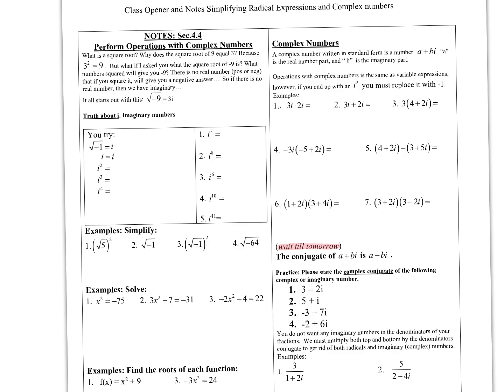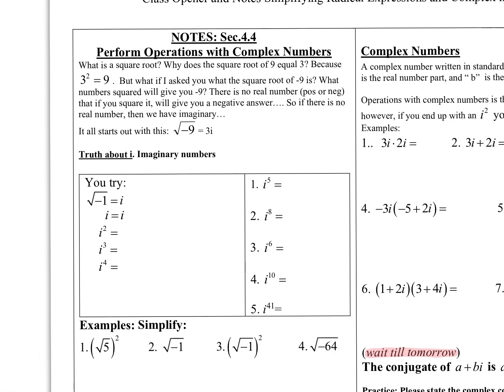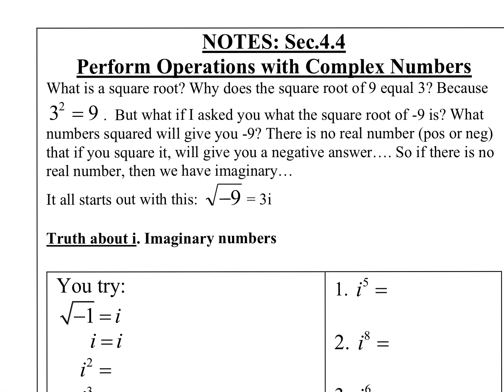Let's go to the back side of our worksheet, please, where we have the notes on imaginary numbers. Okay, so on the top left corner it says, what is the square root? Why does the square root of 9 equal 3? Because the square root is really saying what number times itself gives you that answer, right? So why is the square root of 9 equal to 3? Because 3 squared equals 9.